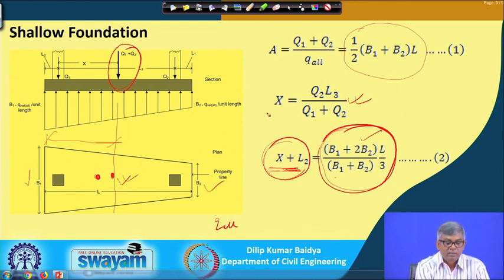plus L/2. So, this must be equal, because the CG of the load and the CG of the area should be equal to make sure the pressure below the footing is uniform. Here x can be calculated, and L/2 is also known, while B1 and B2 are unknown, L is known.